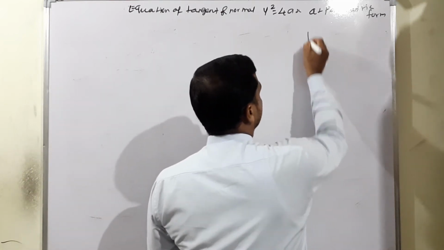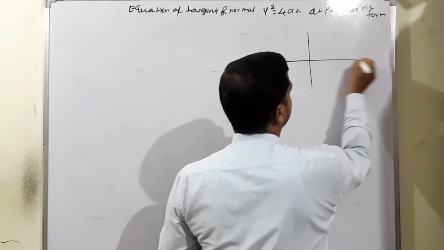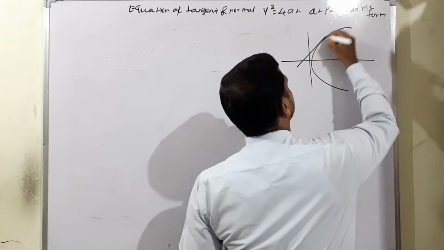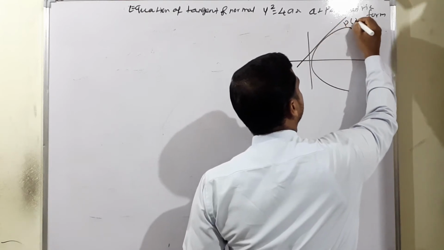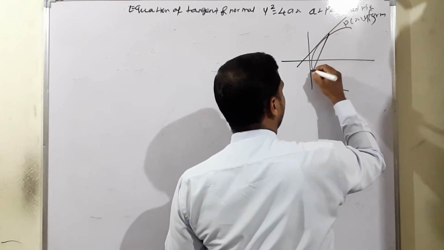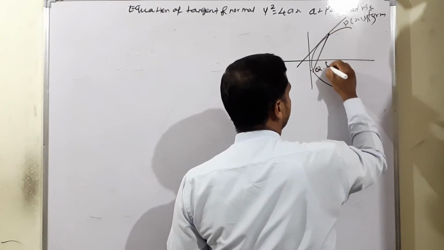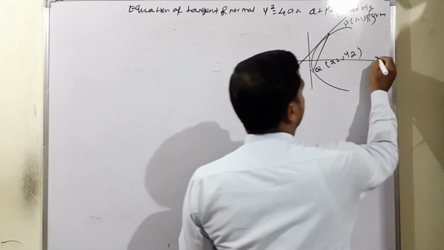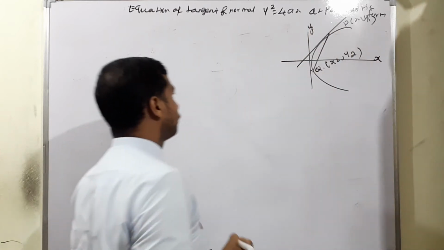So listen, y square is equal to 4x is definitely a right side open parabola. If you draw one tangent line, this is P of x1 comma y1, considered for the normal, and that is considered for Q, the point x2 comma y2. This is x, this is y.